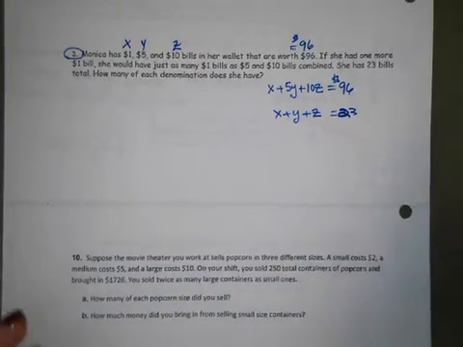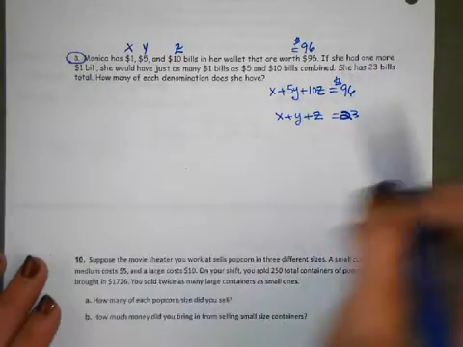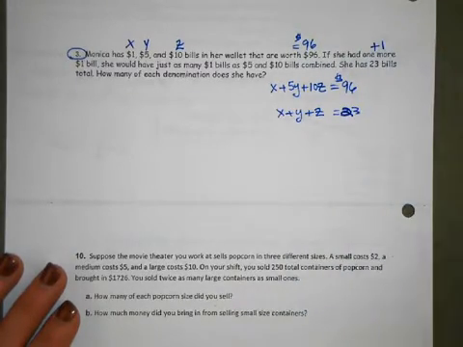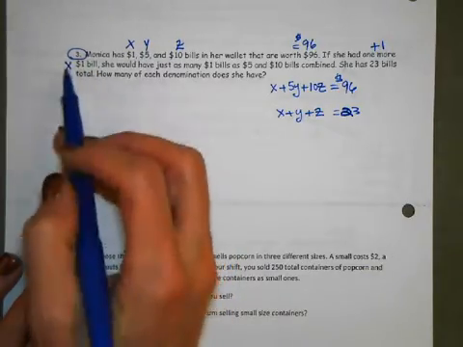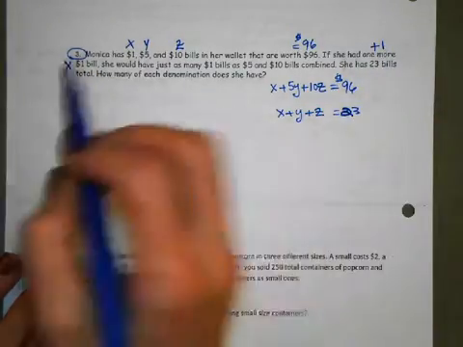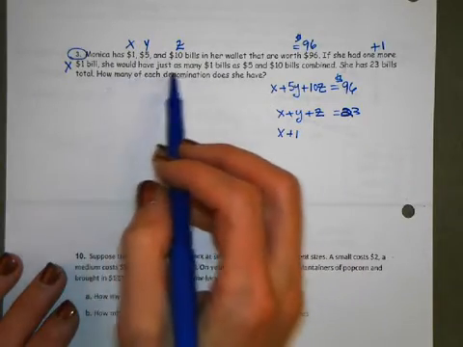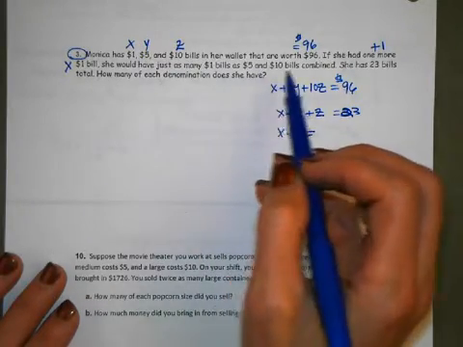Alright, so then we have the next one. And it says if she had 1 more dollar bill. Well, what's 1 more represented as? Plus 1, right? Okay, what's my dollar bill represented as? X. So I have an X plus 1, right? If I had 1 more dollar bill, so I'll say X plus 1. Okay, she would have just as many, so that means equal, 5 and 10 bills combined.